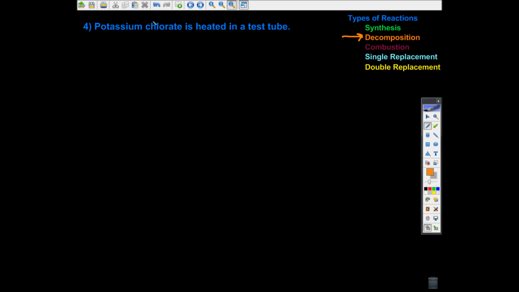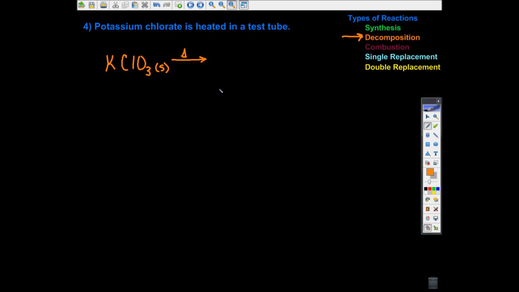So I have to write the formula for potassium chlorate. Chlorate ClO3, it's got a -1 charge. Potassium is a +1 charge. And this is a white ionic solid. It's a powder. And it says it's heated, so I need my little triangle.